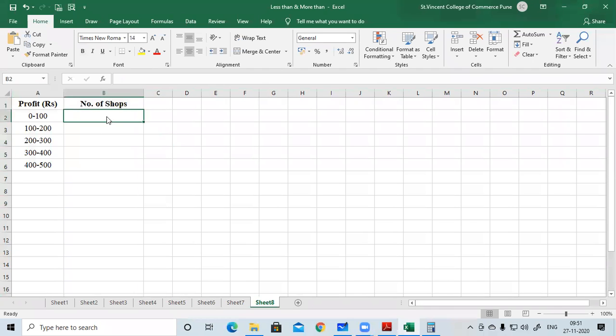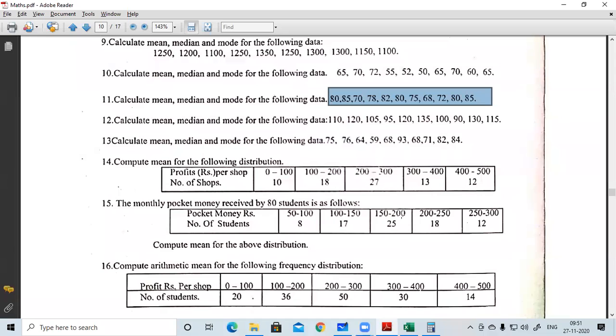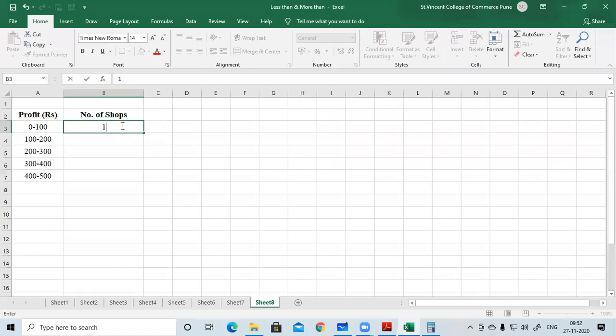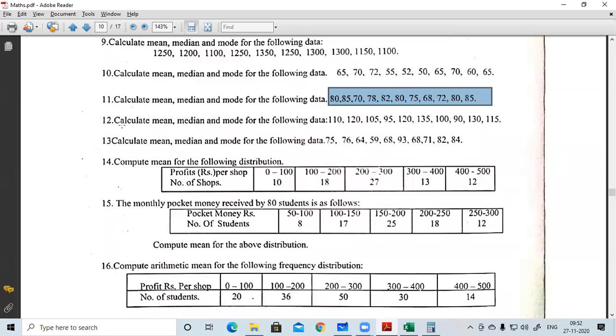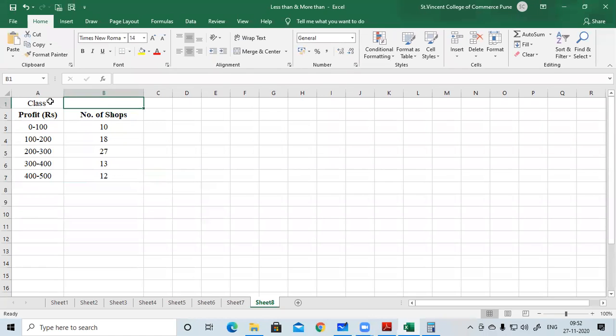Let's see the frequency. What is the number of shops column, also known as frequency? The frequency given to us is 10, 18, 27, 13 and 12. So the first part is known as your class, and the second part is known as your frequency. Is this understood? Frequency and class, which we had learned in the previous sum.